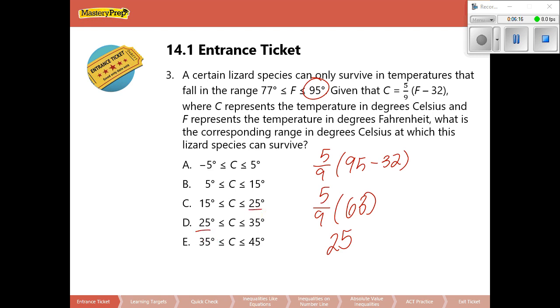It shows up once in D and once in C. But we know 25 is at the low end or the high end? 35, thank you. That makes more sense. I knew it ended in a 5, I just couldn't remember the first number. Because this is actually 7, yep. So 35, yes. That makes more sense.